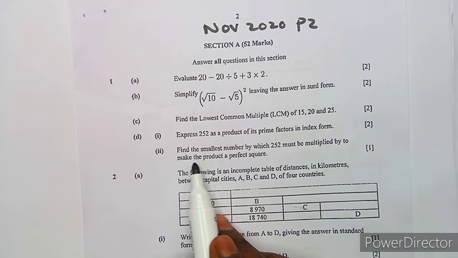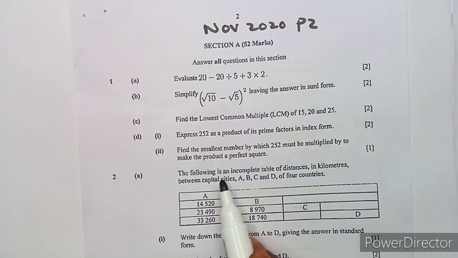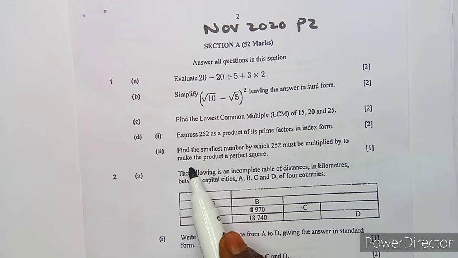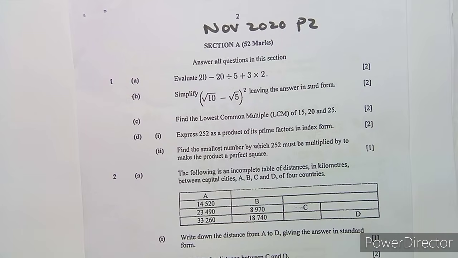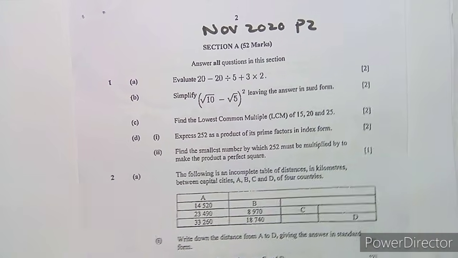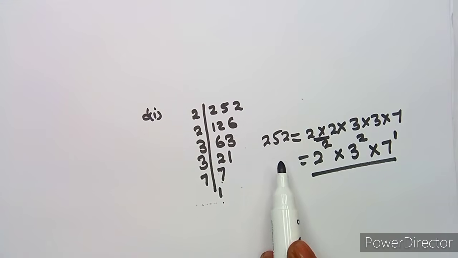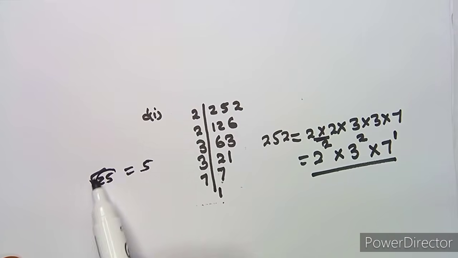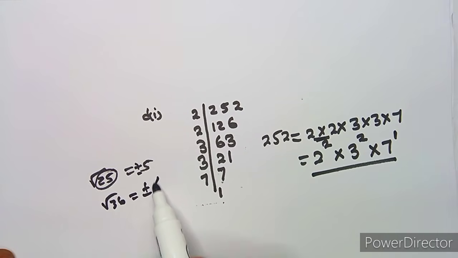And then here we are asked to find now the smallest, take note, number by which 252 must be multiplied by to make the product a perfect square. So 252 is not a perfect square. If you find the square root of 252, that's not a perfect square, because it gives you a decimal. But a perfect square is a number just like the square root of 25, which is 5. So which means 25 is a perfect square. Okay, square root of 36, which is 6, which means 36 is a perfect square.